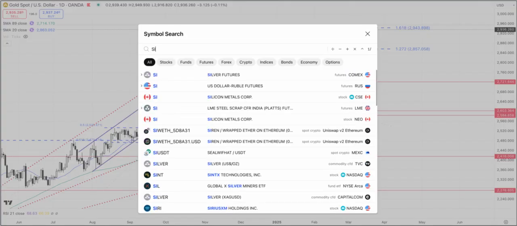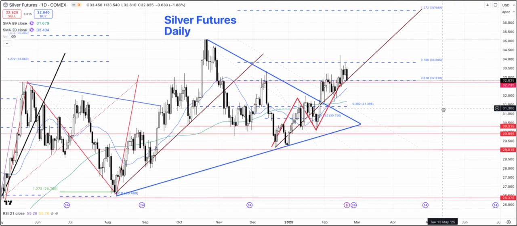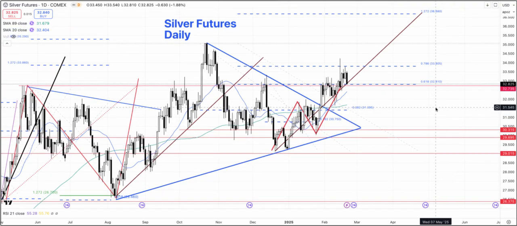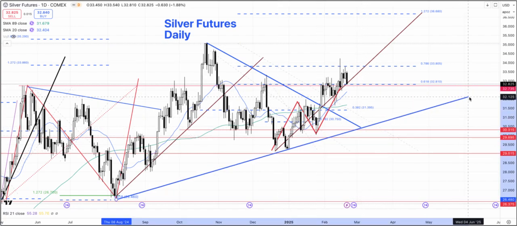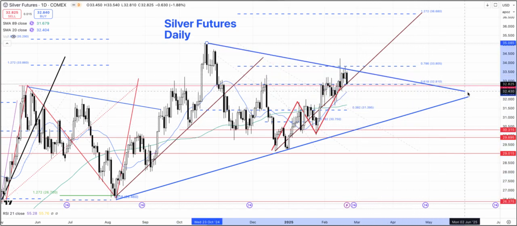Now, if we just take a look at the silver futures, they are just not performing the way the gold futures are. The 78.6% retracement is just kind of stuck in this trading range. Now we have another triangle formation right here, in my opinion, and it's kind of moved like this now.